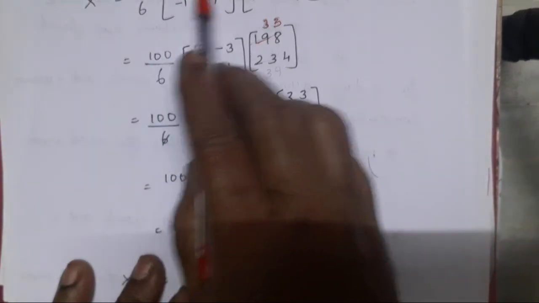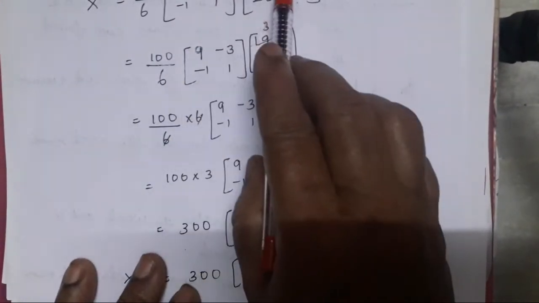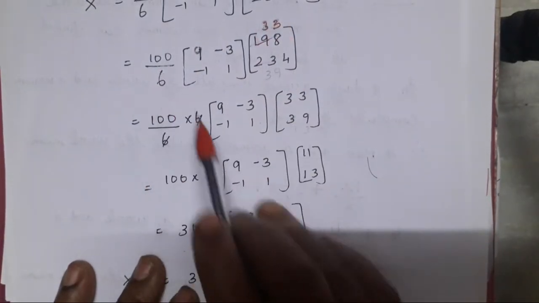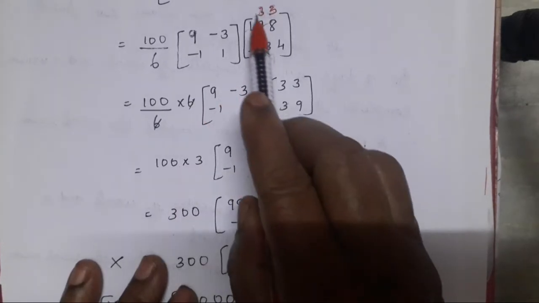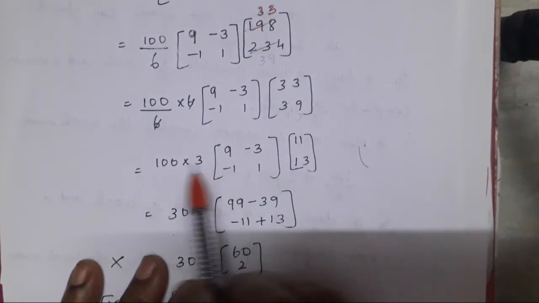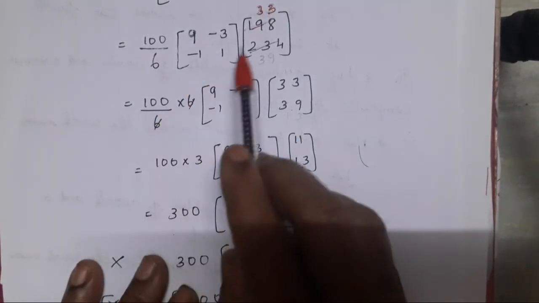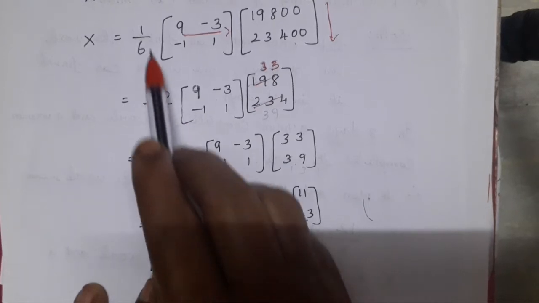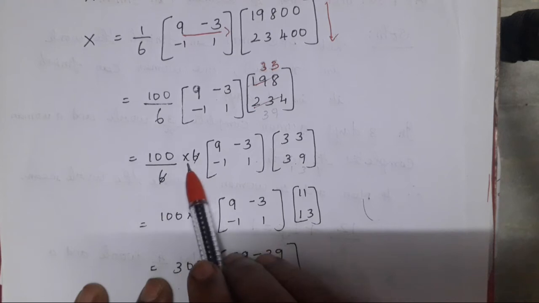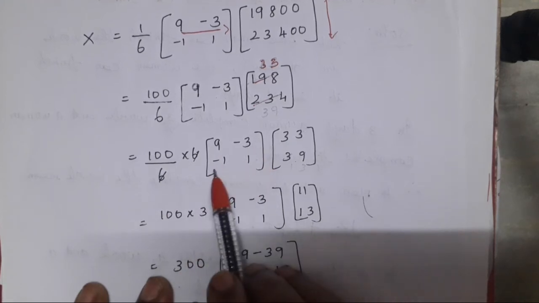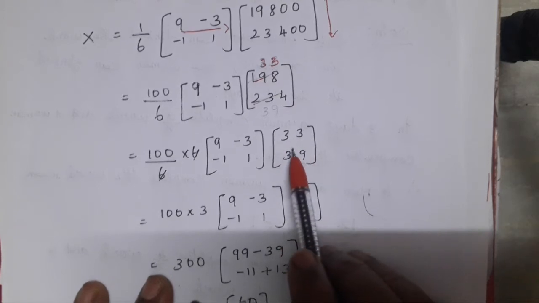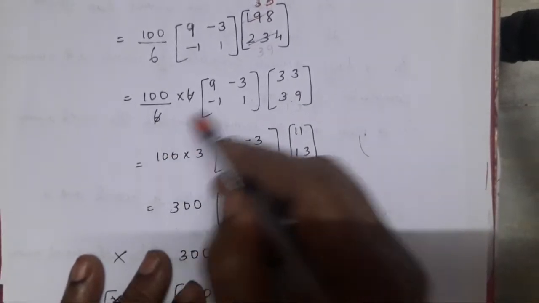Otherwise, if you know it, you can directly multiply with that number. But if the multiplication is very big, we do the easy calculation. First I take 100 outside, next I take 6 outside. So 3 sixes are 18, again 3 sixes are 18, and we get 39. 100 by 6 is already there. Next step we take 6 outside, so 6 cancelled. The matrix is [9 -3; -1 1] times [33; 39]. Now if we do the multiplication, 6 cancels.